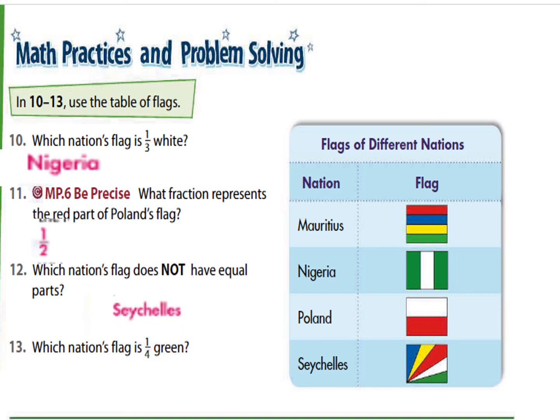Now question 13. Which nation's flag is 1 over 4 green? I need 4 equal parts, one of them green. Which one? Think about it. Is it Nigeria? No, it's only 3. I need 4. It's... amazing, Mauritius.